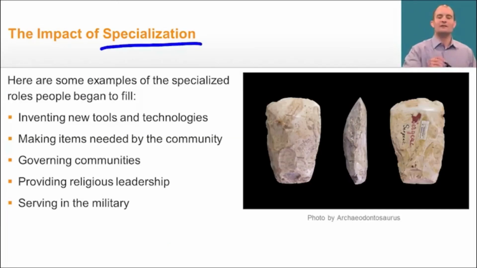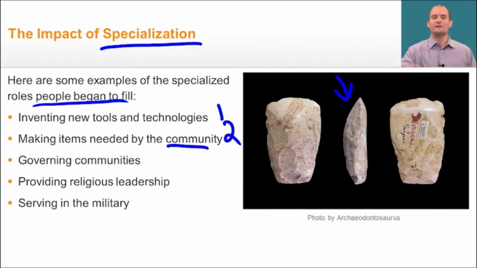But let's pay special attention to specialization. Now here are just some of the examples of the specialized roles people began to fill. One is that people began inventing new tools and technologies. 2, they began making items needed for the community, such as tools, which you can see on the screen here, a vase, which we saw earlier in the lesson. So these are just some examples of that. 3, governing communities. You began to have rulers and people who were ruled by them. 4, providing religious leadership. You begin to see priests develop here as well. And 5, serving in the military. You, for the first time, began to see soldiers as well.